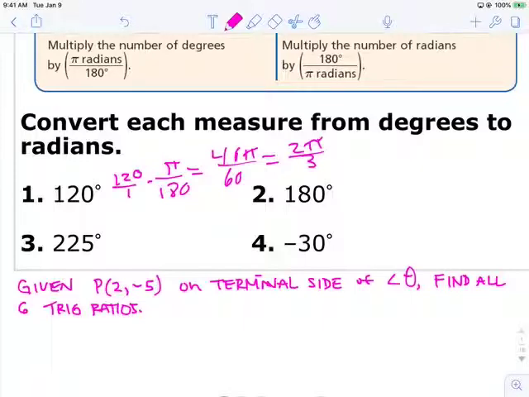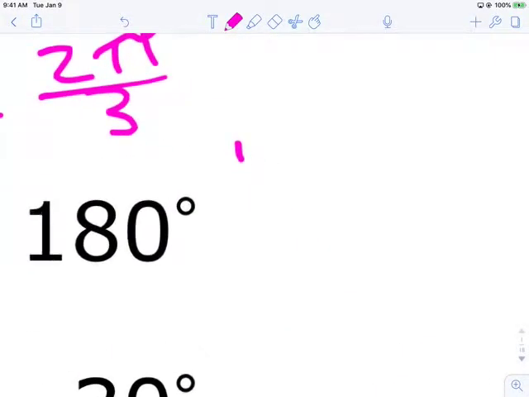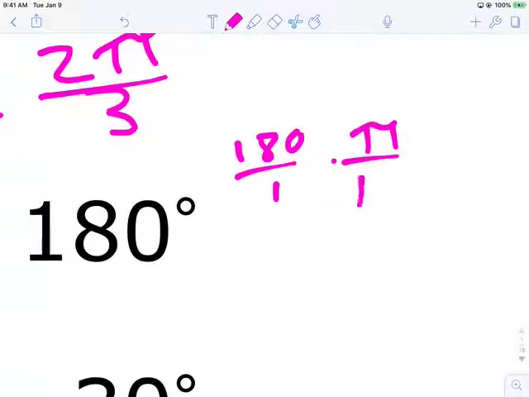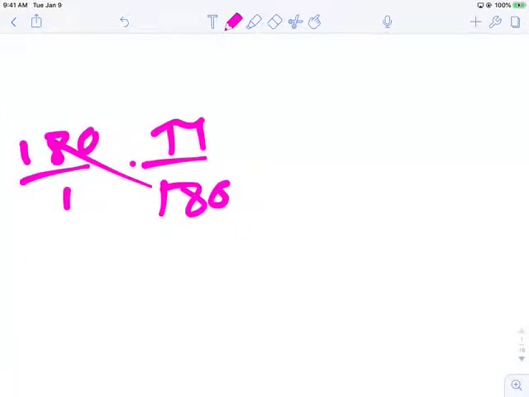And then for number 2, we already know that 180 in radians is pi, but to do the work, it's 180 over 1 times pi over 180, and that crosses out, so that equals pi.